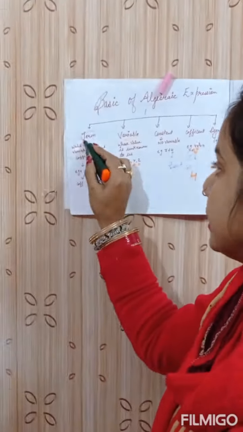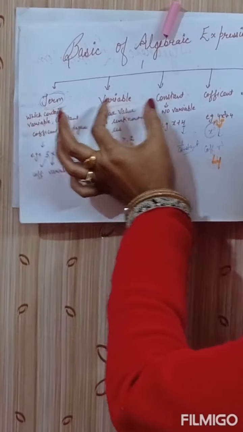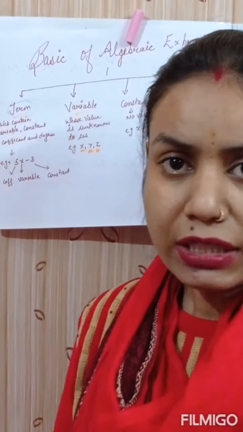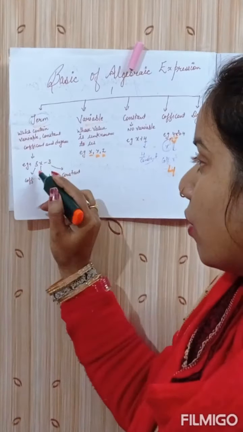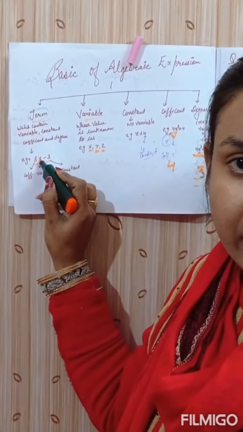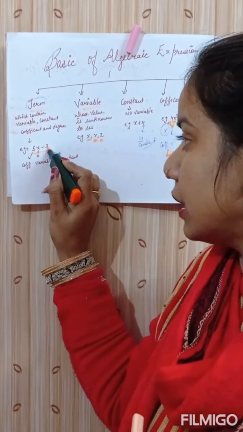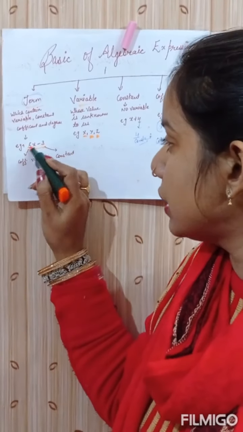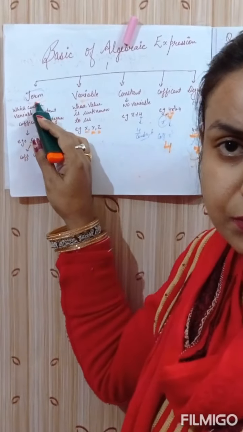The last main point is terms. What are terms? Terms contain the variable, constant, coefficient and degree. All are contained, so this kind of thing is called a term. For example, 5x minus 3. Here x is a variable and before x is a coefficient, that is 5, and for 3 no variable is available, so this is a constant. These are combined in a statement which is called the terms.